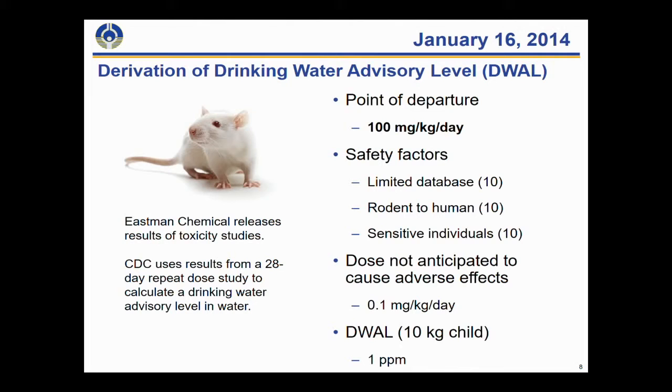So within about 2 days, the Centers for Disease Control was asked to come up with a permissible number. And this was for the amount of this material that could be safely consumed in drinking water. So they did the usual. There was one study from Eastman Chemical, which was the manufacturer of the chemicals. They had what they called a point of departure, or a lowest effect level, in their 28-day rat study, and then there were safety factors applied, and they came up with what they call a drinking water advisory level of 1 part per million.